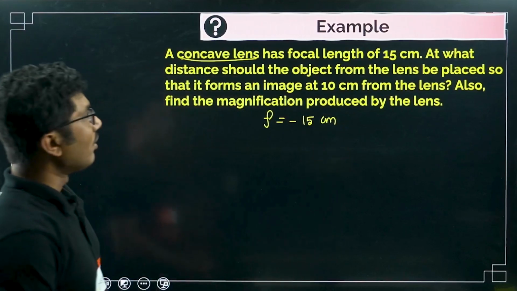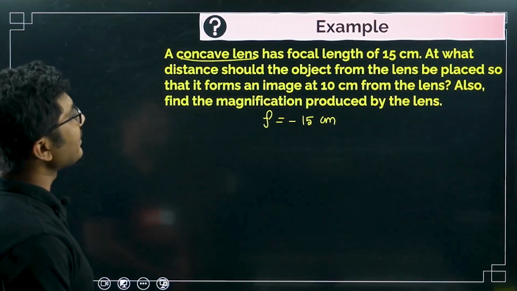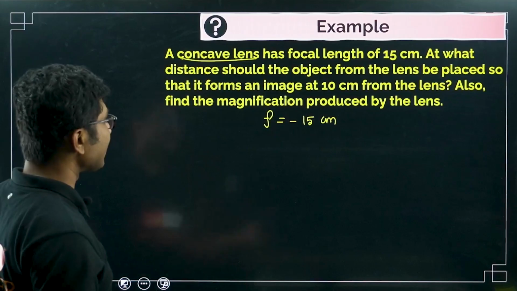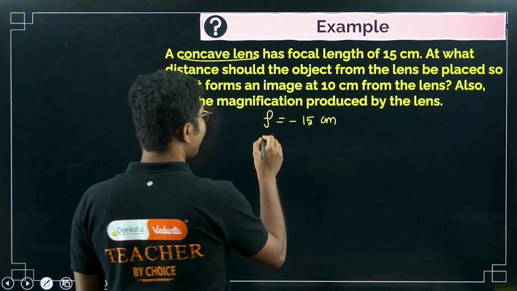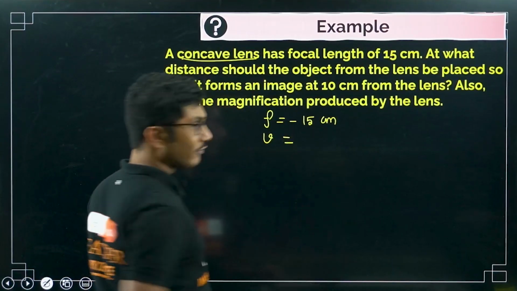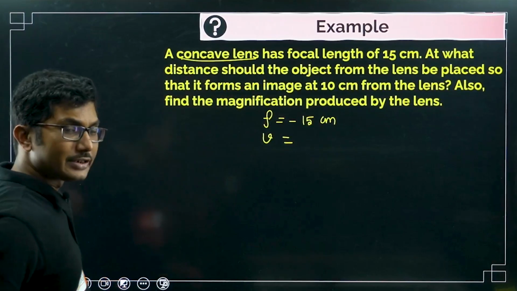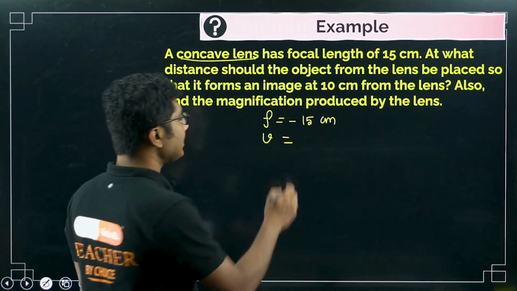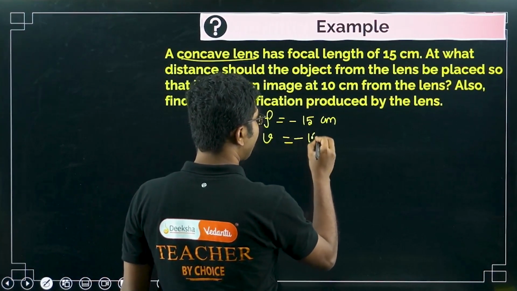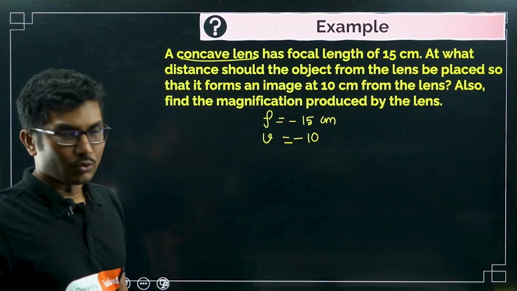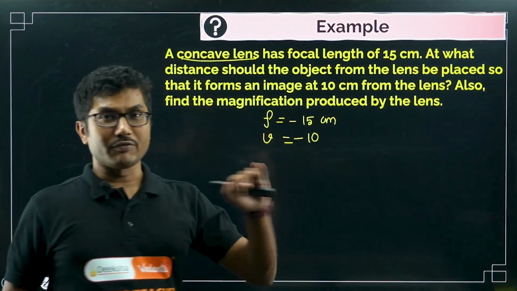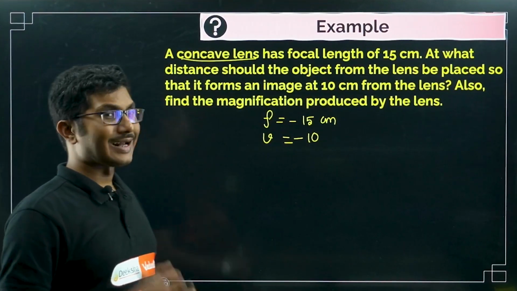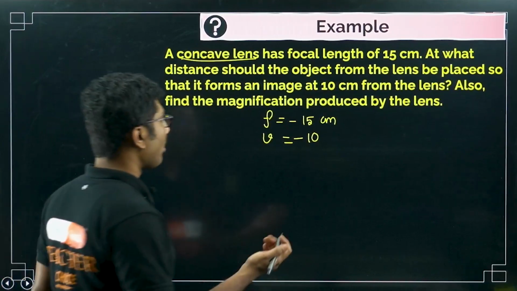Now, at what distance should the object be placed so that it forms an image at 10 cm? In case of a concave lens, we know that it forms a virtual image. The virtual image is on the same side as the object, so the image distance will also be negative. So minus 10. We will find u. Don't worry about the sign of u. We will get the sign of u correctly if we solve the problem properly.